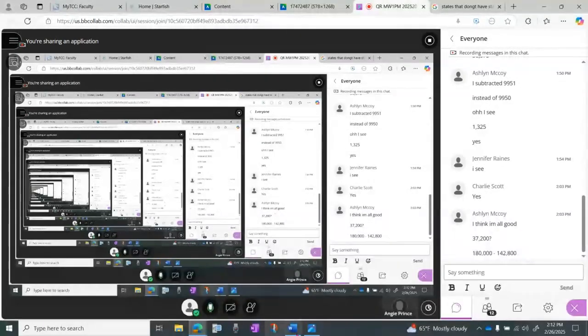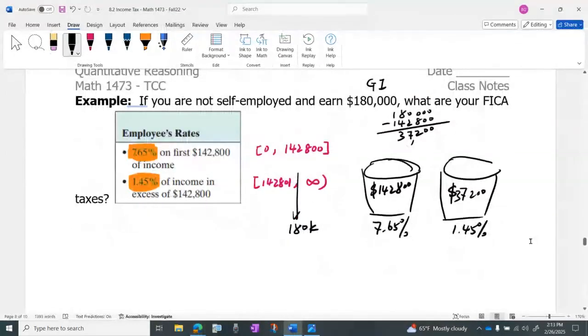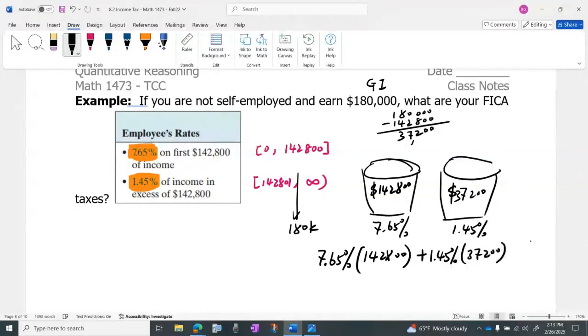Awesome. Yeah. The rest of the money. So your gross income is 180 grand. You already have 142,800 in the first bucket. Then the rest of the money, of course, is 180 grand minus 142,800, right? Yeah, that is 37,200. Very good. And then for the money in the first bucket, we apply 7.65%, multiplied by 142,800. For the money in the second bucket, we apply 1.45%, right? And 37,200.